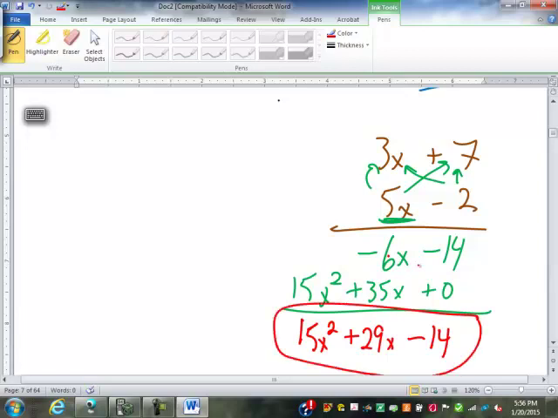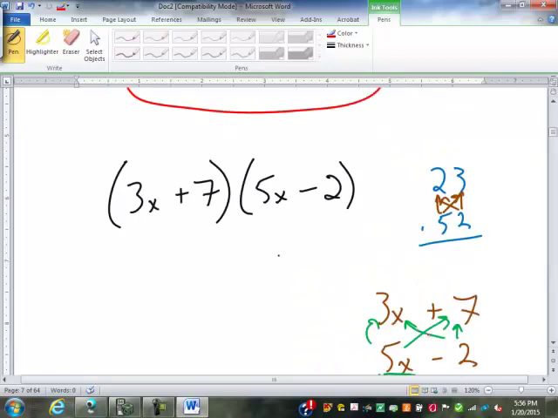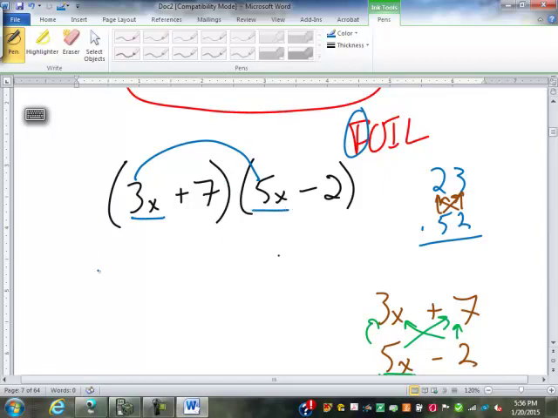Now you brought up FOIL. And that's the way most of us were taught how to do this. FOIL is an acronym where the F stands for first. You multiply the first two digits of each number. 3x times 5x is 15x squared. The O stands for outside. You multiply the outside digits. 3x times negative 2 is negative 6x.